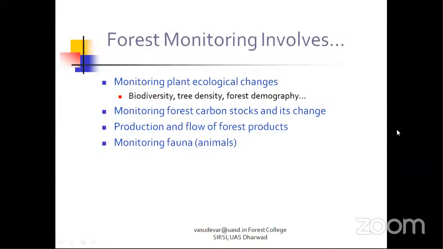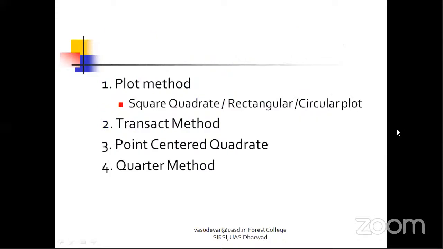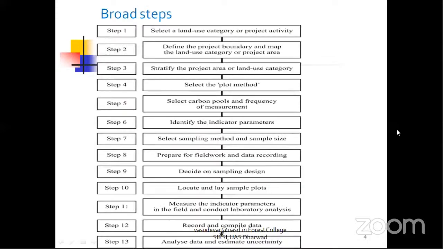Today, we are in the face of climate change, where monitoring the forest has become an important issue. Forest monitoring involves monitoring plant ecological changes, biodiversity, tree density, forest demography, and then monitoring the forest carbon stocks, how the forest products are produced and flow out of the forest, as well as monitoring fauna. There are several methods to monitor: the plot method, transect method, point-centered quadrant, and quarter method. Today, I will look at only one method, permanent vegetation plot establishment. These are some of the broad steps that we follow as we go about the presentation. You will understand each of these steps.